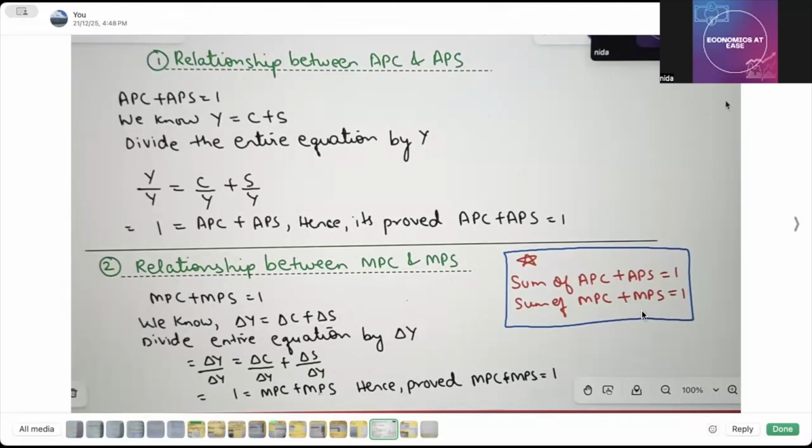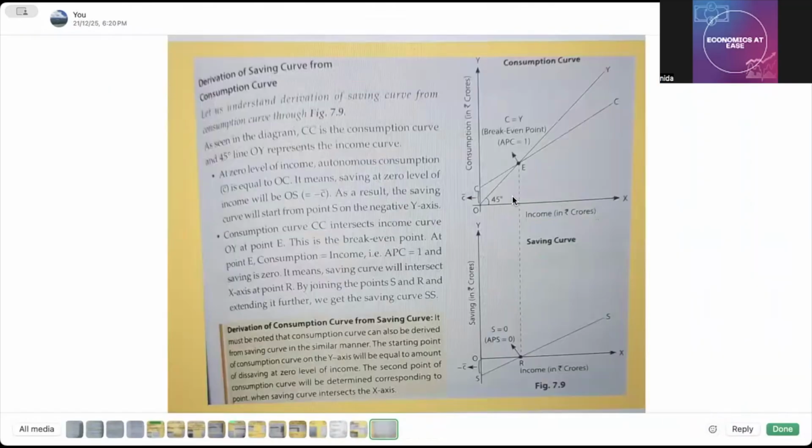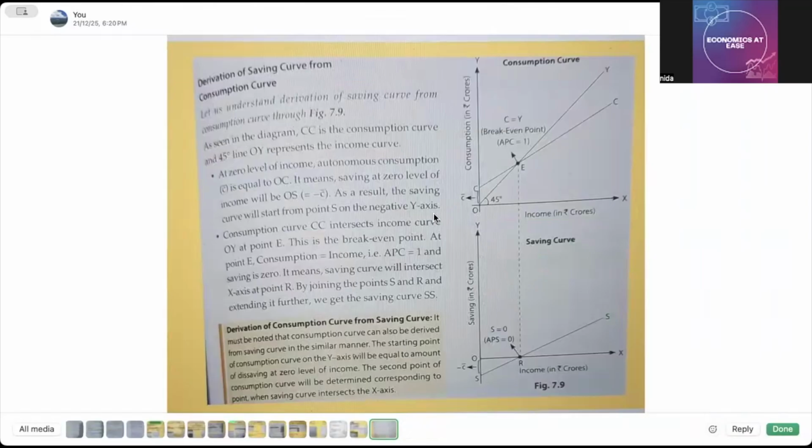Between APC and APS and the relationship between MPC and MPS, and a small numerical we will solve to prove that MPC plus MPS is equal to 1 and APC plus APS is equal to 1. Then the difference between APC and MPC, then APS versus MPS and values. And we will study very quickly the derivation of the saving curve from the consumption curve. That's it for today.